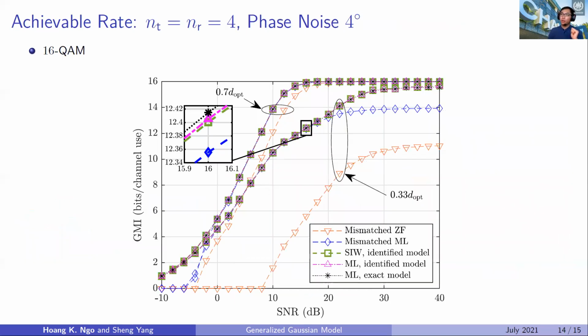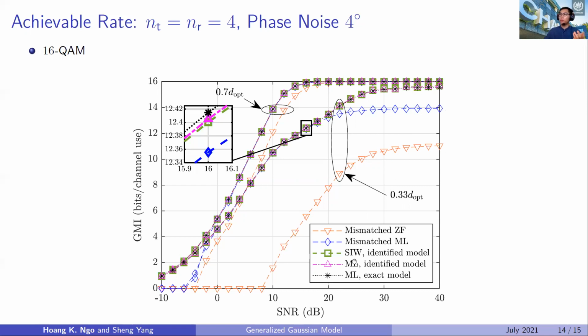Finally, we show the achievable rate of a 4x4 MIMO channel with phase noise standard deviation 4 degrees, and we consider 16 QAM transmission. We plot the achievable rate versus the SNR, and we consider two values of the antenna spacing, either 0.33 the optimal value or 0.7 the optimal antenna spacing. So we see that the mismatched zero forcing and the mismatched ML achieve a lower rate than the other schemes, and they saturate at a lower value than the limit.